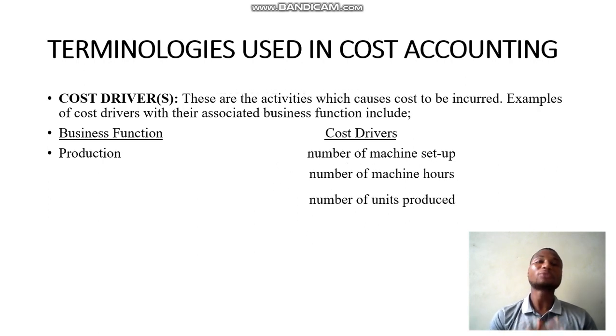Then we are looking at the number of units produced. The more units you produce, the more the cost. The lower the units produced, the lower the cost. So it becomes a cost driver. Okay, that's for production. Let's look at customer service.